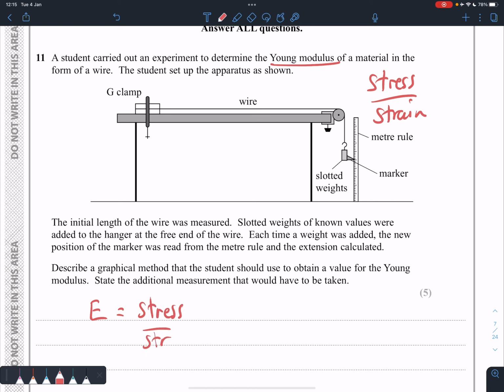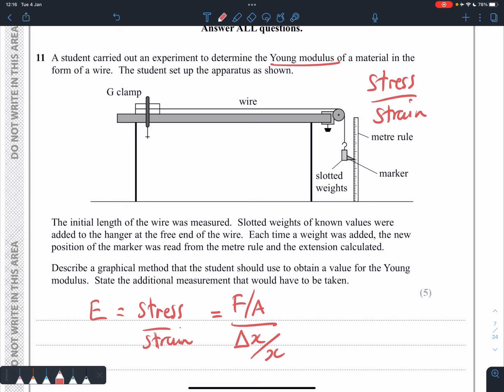The things that you need to work out are what actually is the stress. Well, the stress is equal to the force over the area. It's like the pressure. It's kind of a measure of how much force you're putting on a wire and its cross-sectional area. And the strain is the change in length divided by the original length.